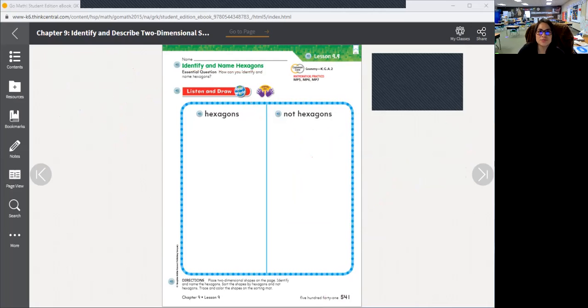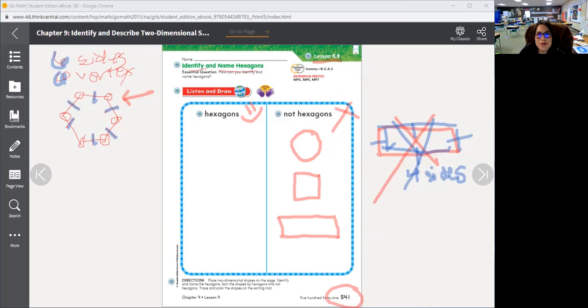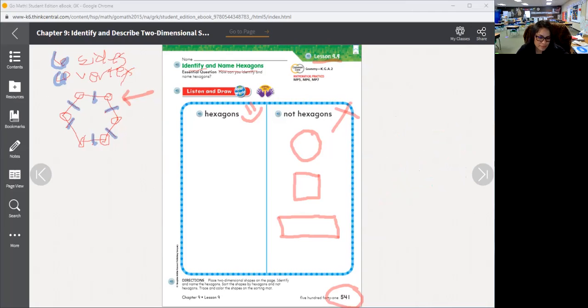Let me see if I can undo. There we go. Okay, so now I'm gonna draw another shape right over here. And I'm gonna call on Calvin. Calvin, your turn. You're gonna tell me if this is a hexagon, yes or no. Is this shape that I'm drawing for you a hexagon, yes or no?